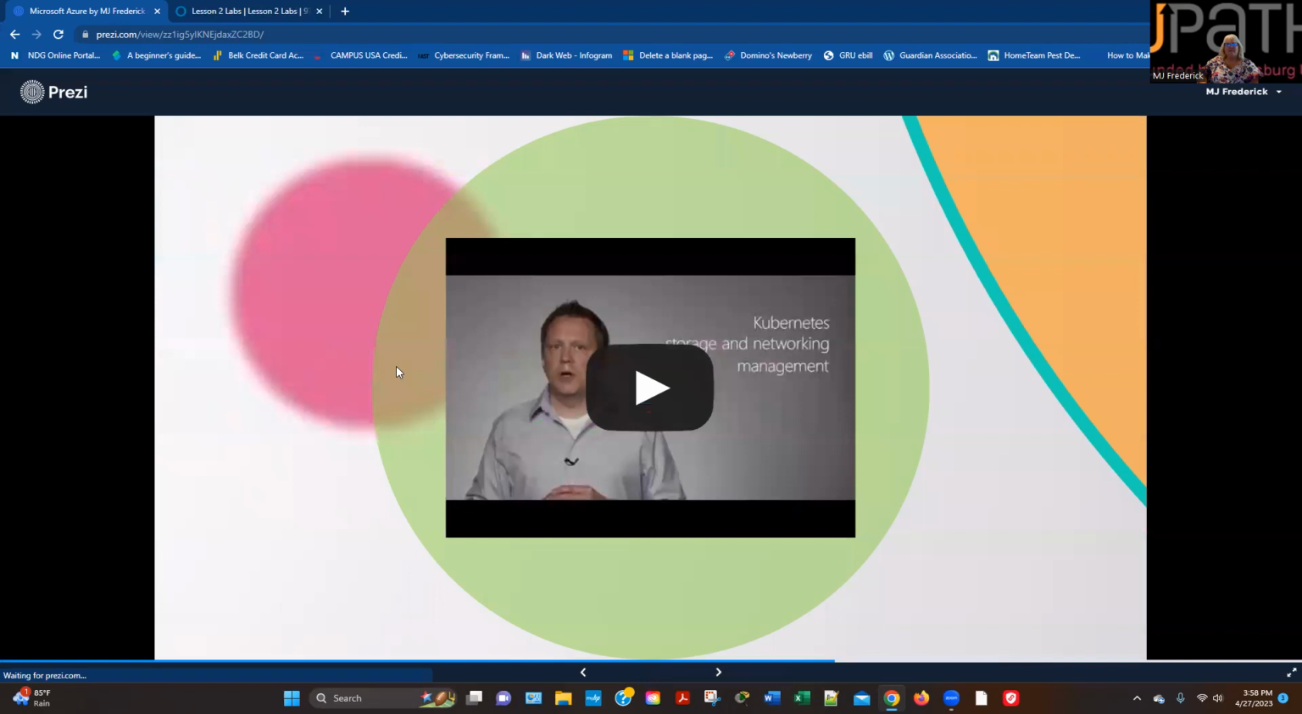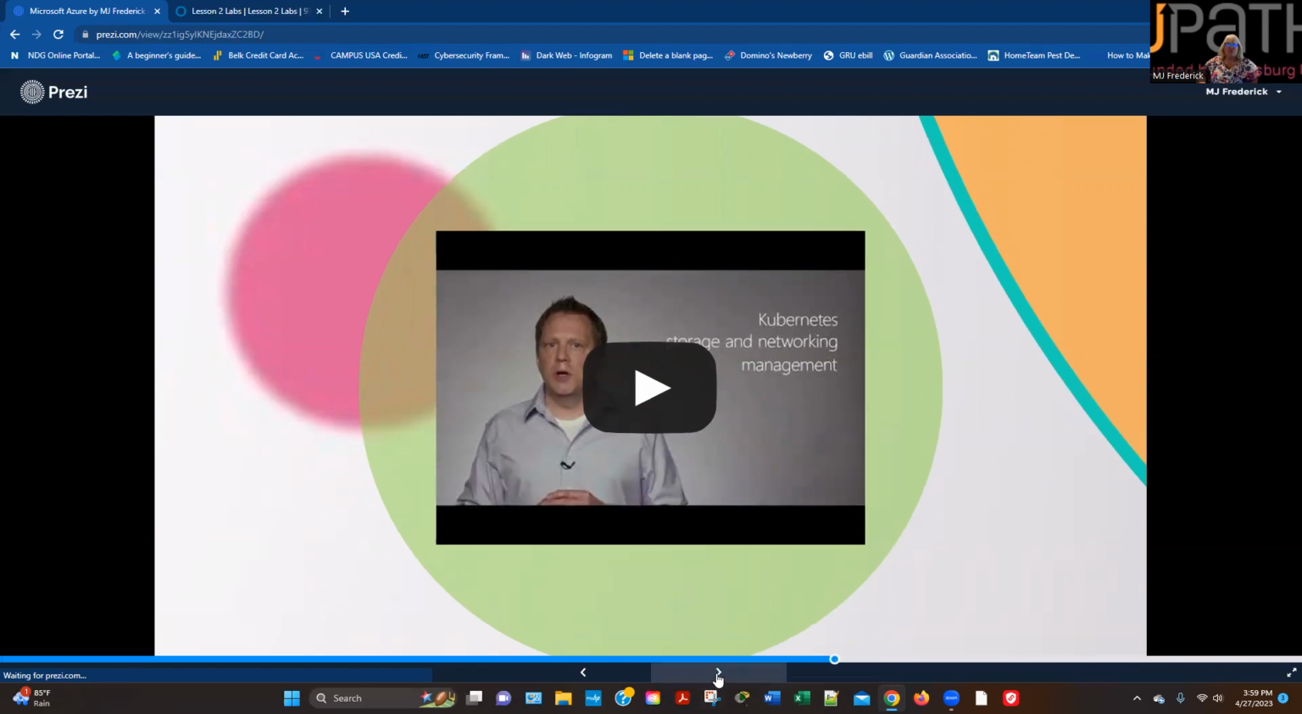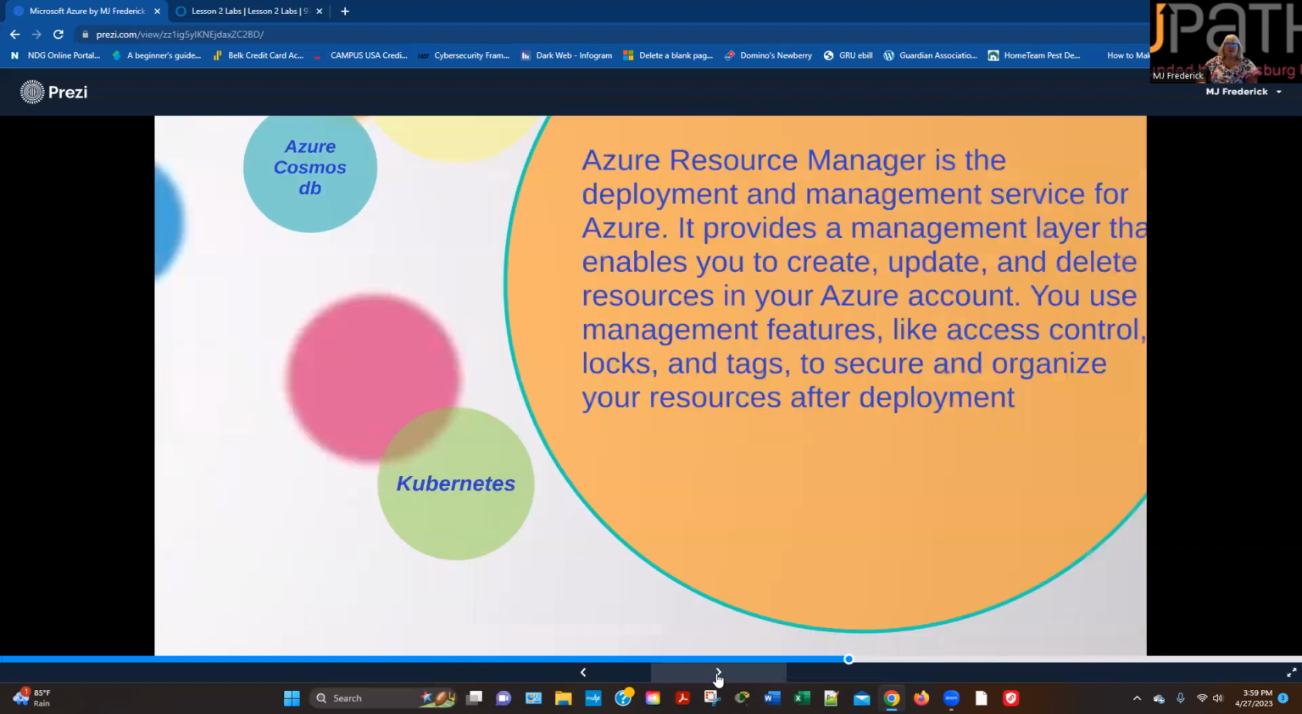Now, Kubernetes. This is for storage and networking management, and this is, again, larger scale. We wouldn't use this for a small scale. We'd be using this in an enterprise system like we use it at Florida Gateway, like I've used it at UF. So you would want to have Kubernetes in your choice from Azure to utilize as a resource. And I have a video on that.